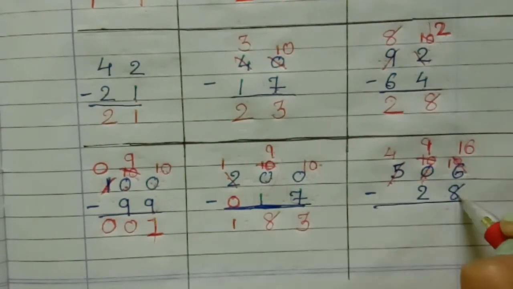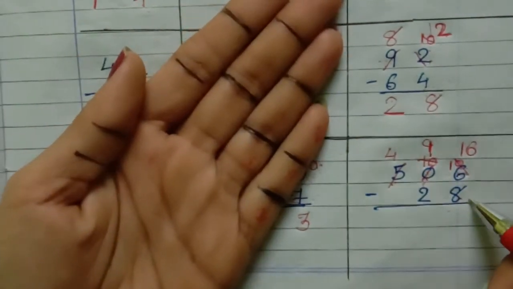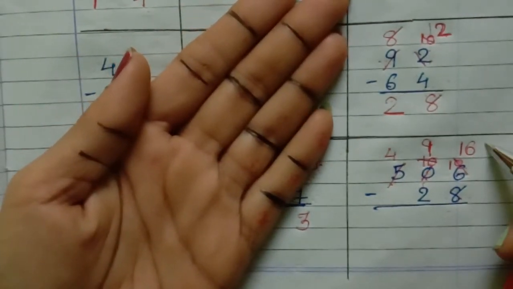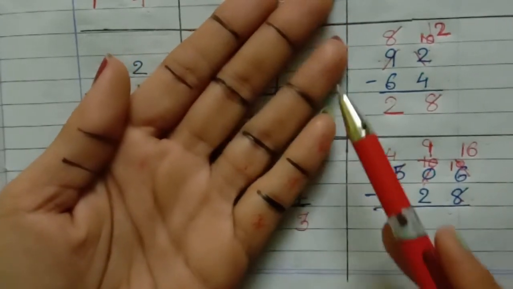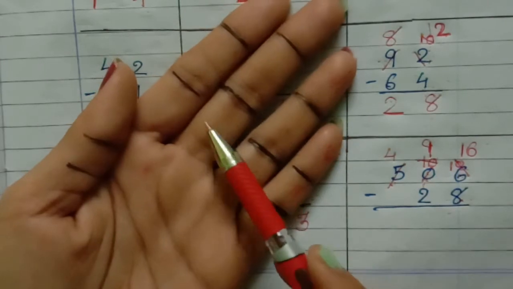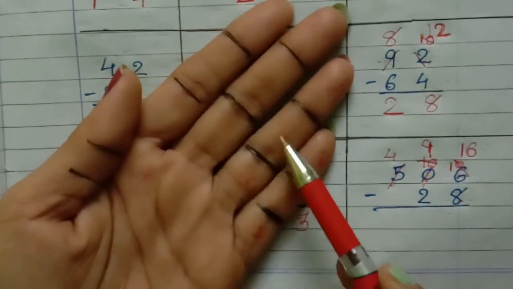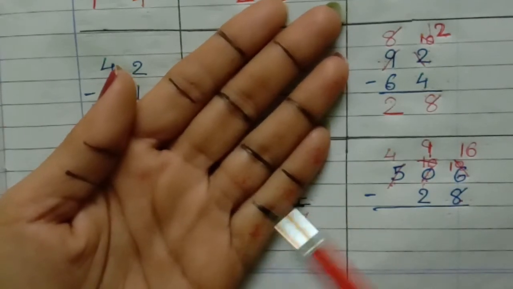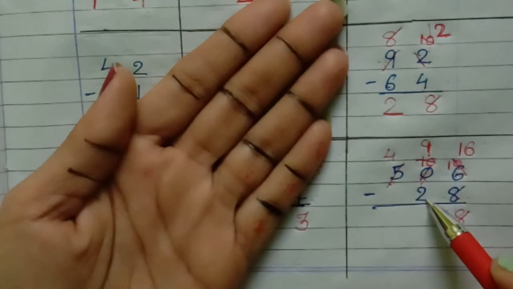So 16 minus 8. From where we will start? We will start after 8 till 16. So let's start 9, 10, 11, 12, 13, 14, 15, 16. So how many is it? 1, 2, 3, 4, 5, 6, 7 and 8. So write here 8.